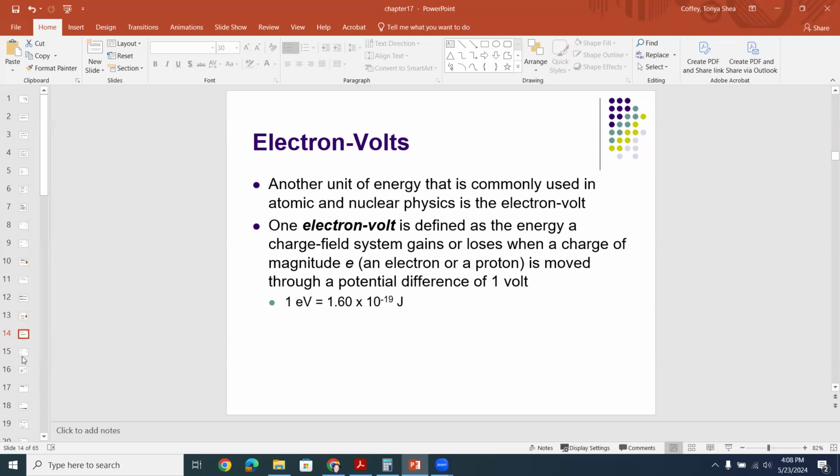And that's a conversion that you'll see on the front and back covers of your textbook. So if you happen to see a problem that gives units of energy in electron volts, don't panic, that's what it means. The abbreviation for the electron volt is a lowercase e followed by a capital V, and that's 1 electron volt.